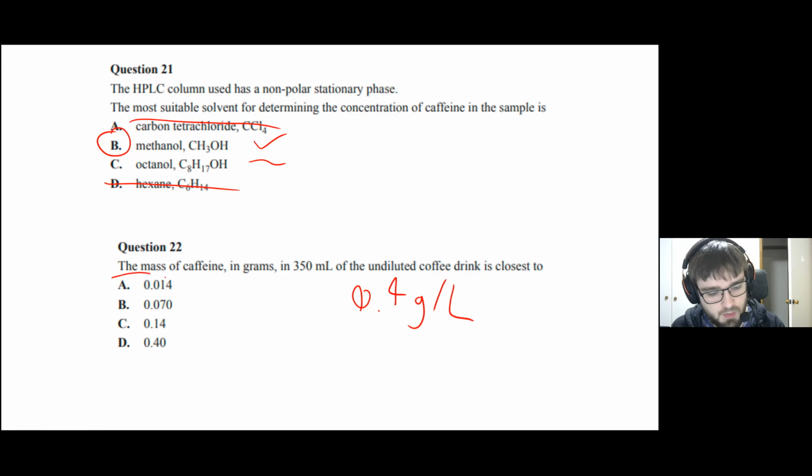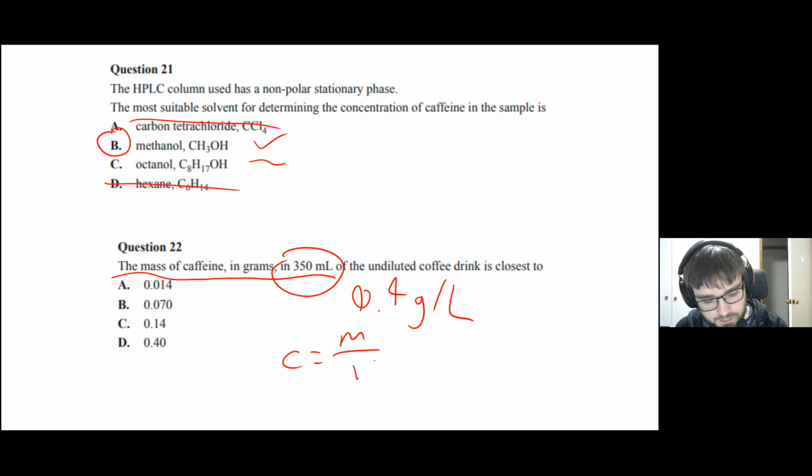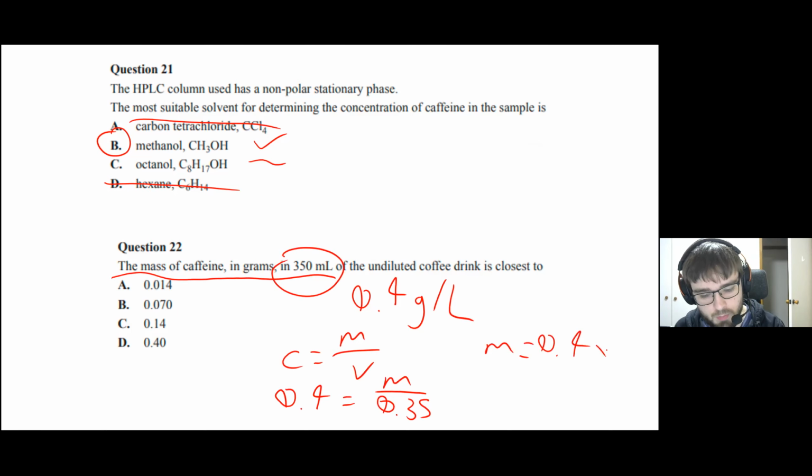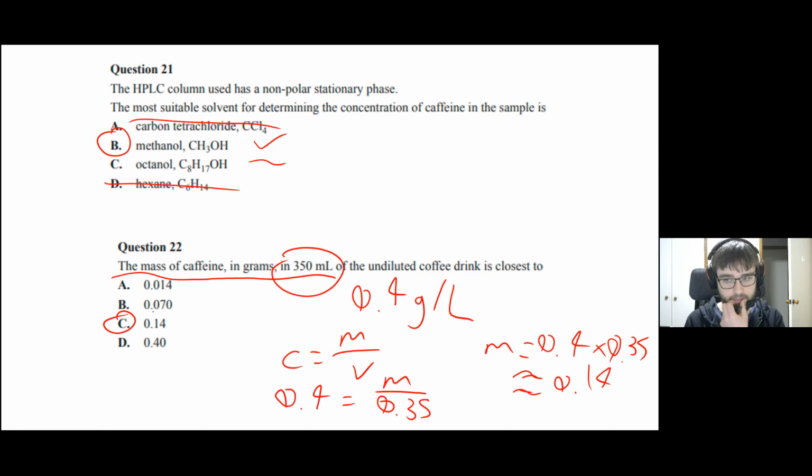But it says the mass of caffeine in grams in 350 mils of the undiluted coffee drink. So we just need to plug this into C equals M over V. Our concentration is 0.4, our mass is 0.35. Remember, we're going to do this in liters. So M is equal to 0.4 times 0.35, which is roughly a third of 0.4, which is roughly going to be 0.14. There we go.